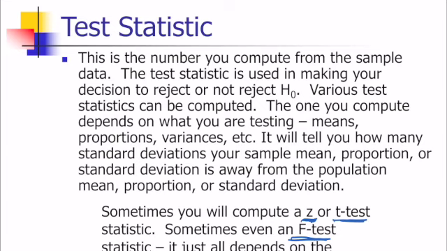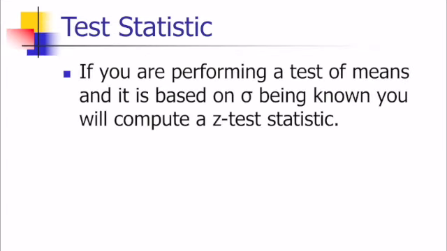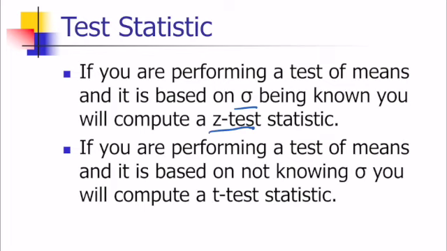So, if you're performing a test of means, and it's based on sigma being known, that's one of our requirements, then we're going to use a z-test. If our sigma is unknown, we're going to compute a t-test. That's why I had us on the last exam identify when we would need to use a z-test versus a t-test. If you're still having some questions about that, there is a video exclusively on determining whether to use a z-test or a t-test.